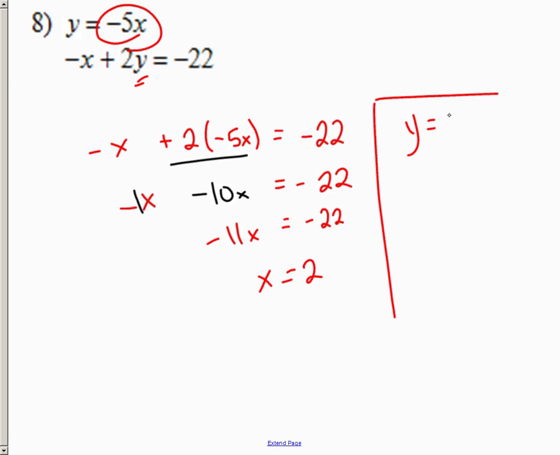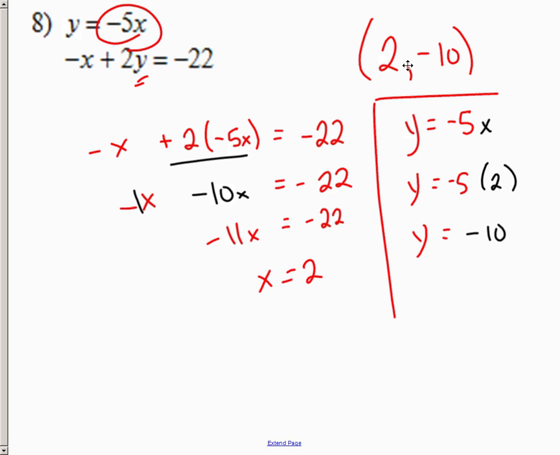So choose the easy equation. Whatever you see for x, we know that it's now equal to positive 2. So y equals negative 5 times positive 2. Well, negative 5 times 2 is negative 10. So our solution is 2, negative 10.